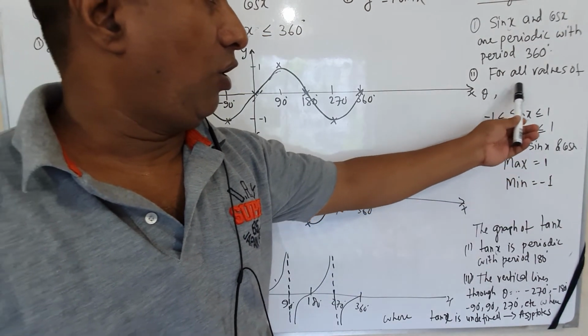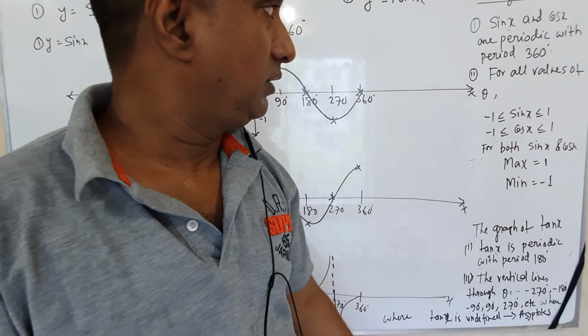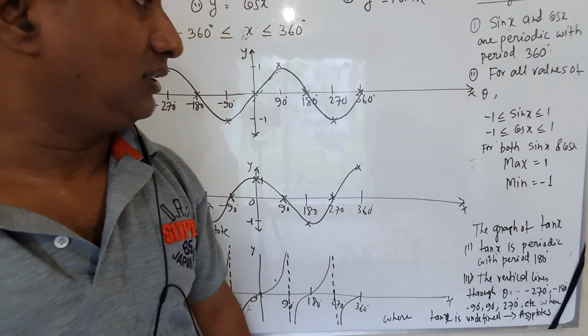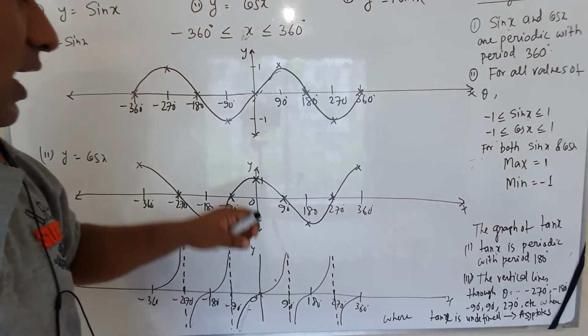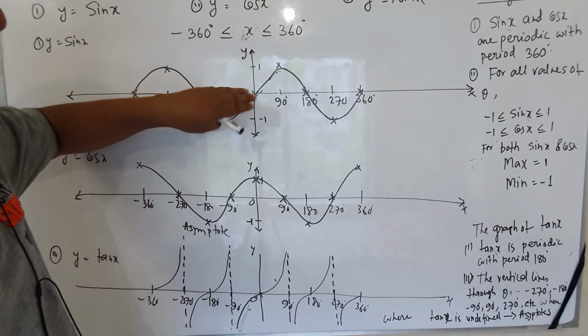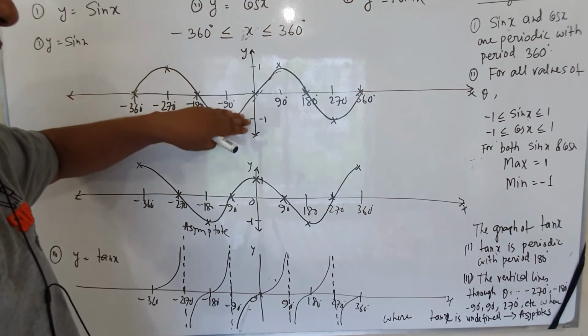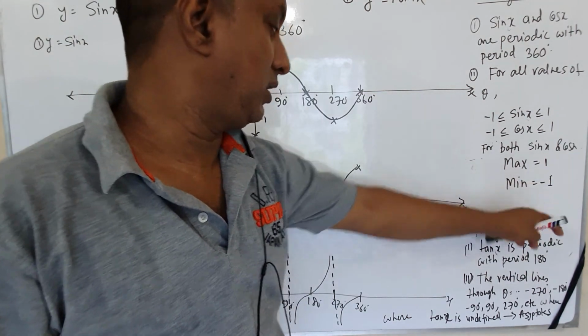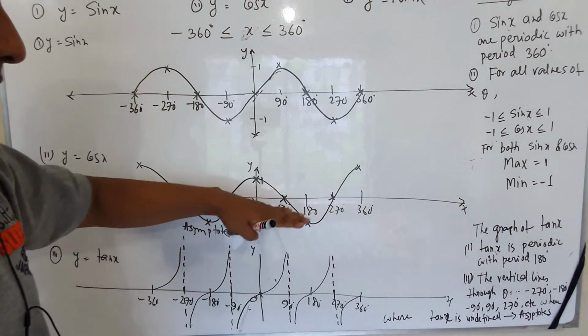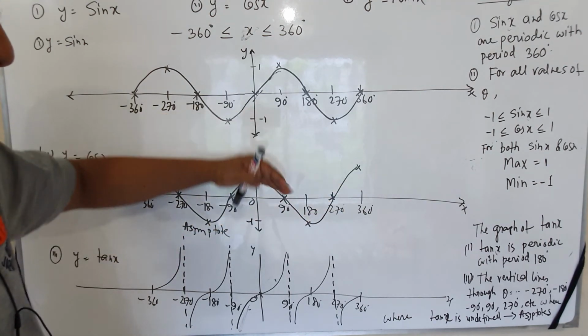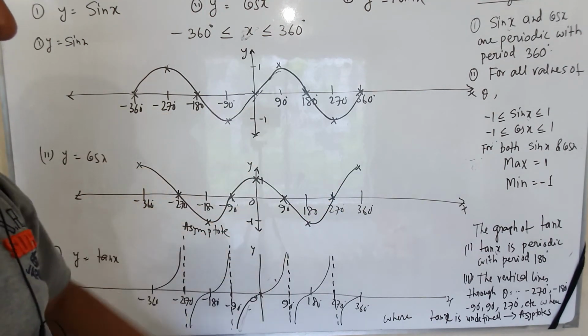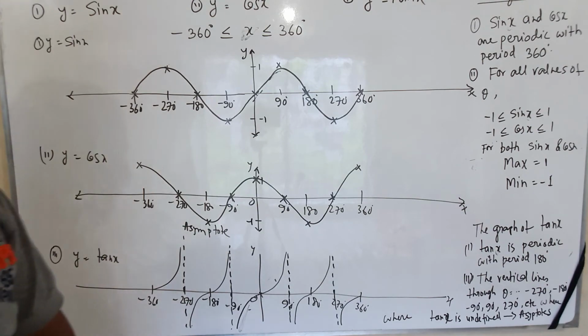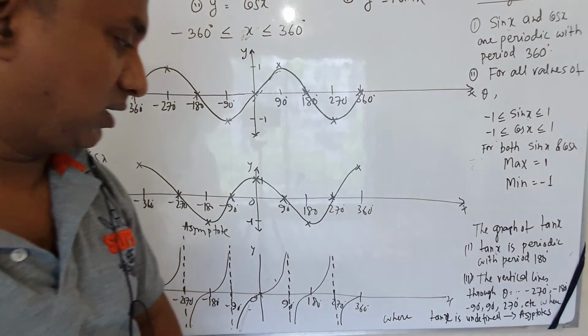This holds for all values of theta. And see here, sin x has maximum 1, minimum minus 1. And cos x, the curve goes to maximum 1, minimum minus 1. Now if you look at the tan curve, it's a very exceptional curve.